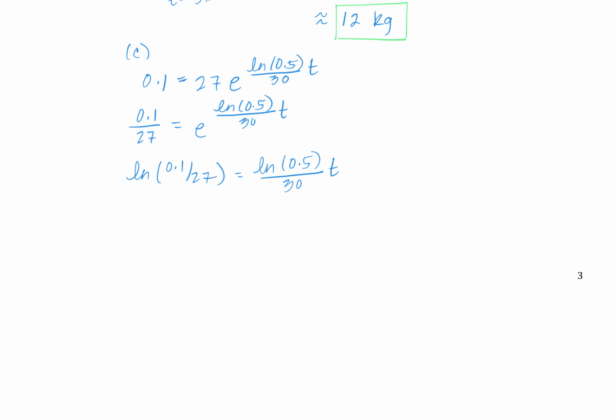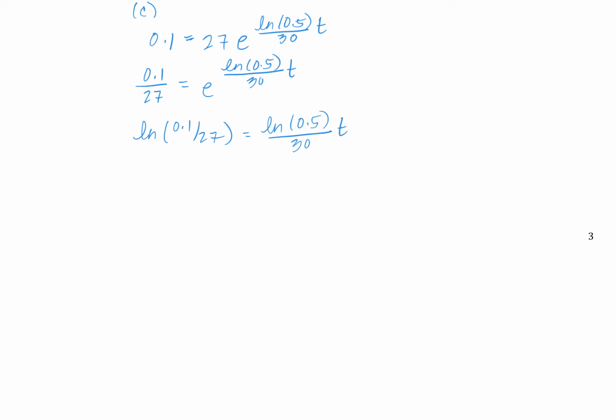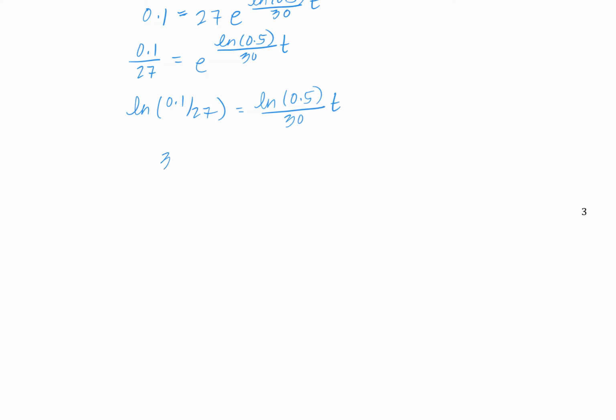Natural log on the right means that e will cancel, and I'll have the natural log of 0.5 over 30 t. So at this point, I would just multiply both sides by the reciprocal, 30 over natural log of 0.5, to get the t by itself. And this becomes 30 times the natural log of 0.1 over 27, all over the natural log of 0.5. And that is my t value.